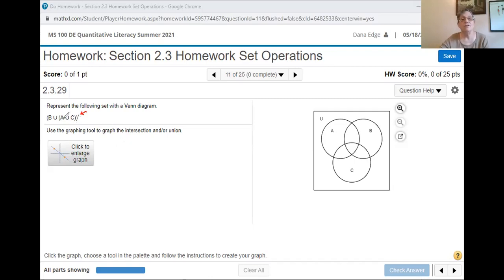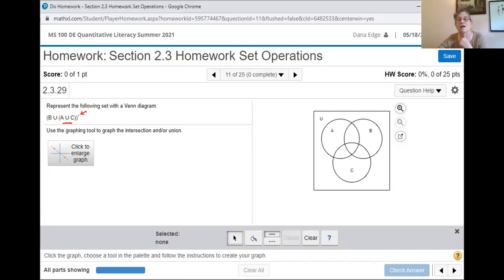So the first thing we have to do is figure out what A union C would be. A union C, when I clicked on the Venn diagram, this part came up, so it's got the paint. Here's set A. Here's the part of C that isn't already painted. So these two circles would represent A union C.